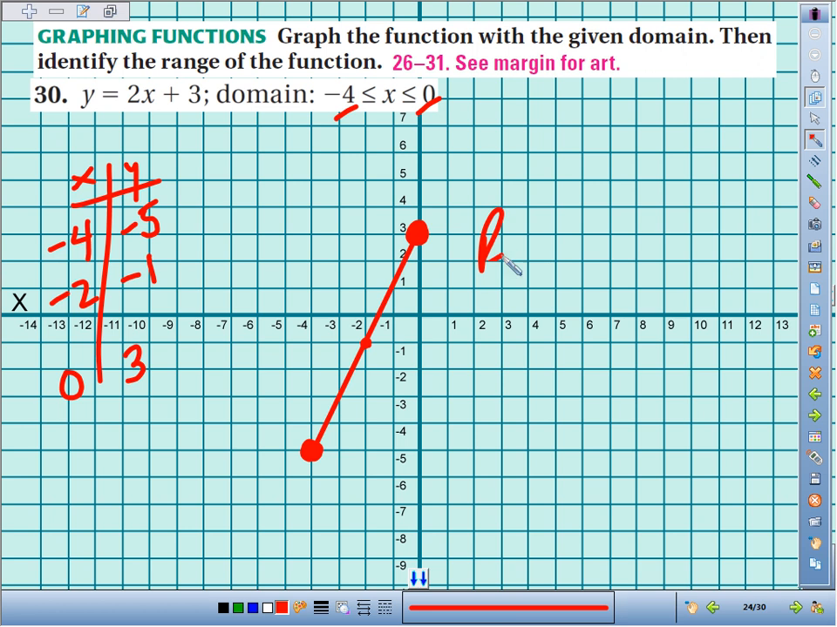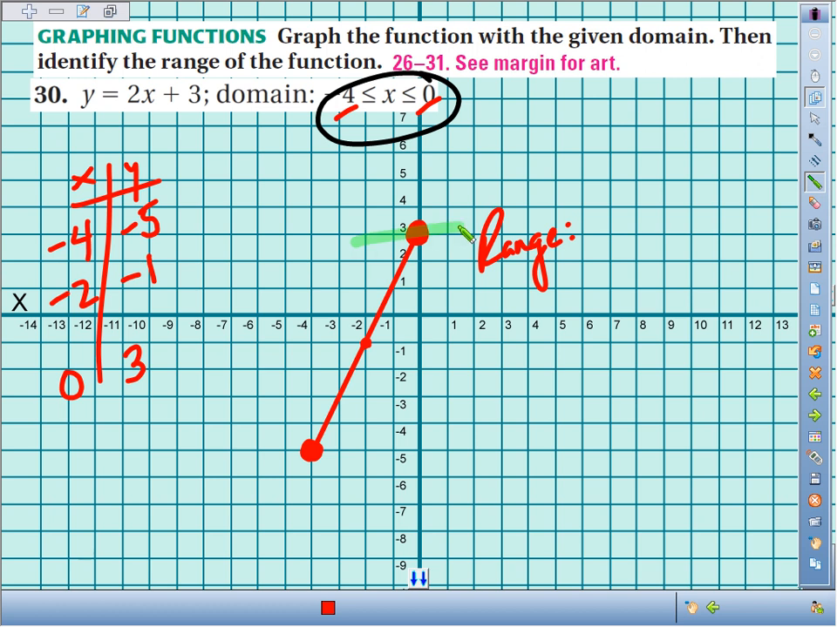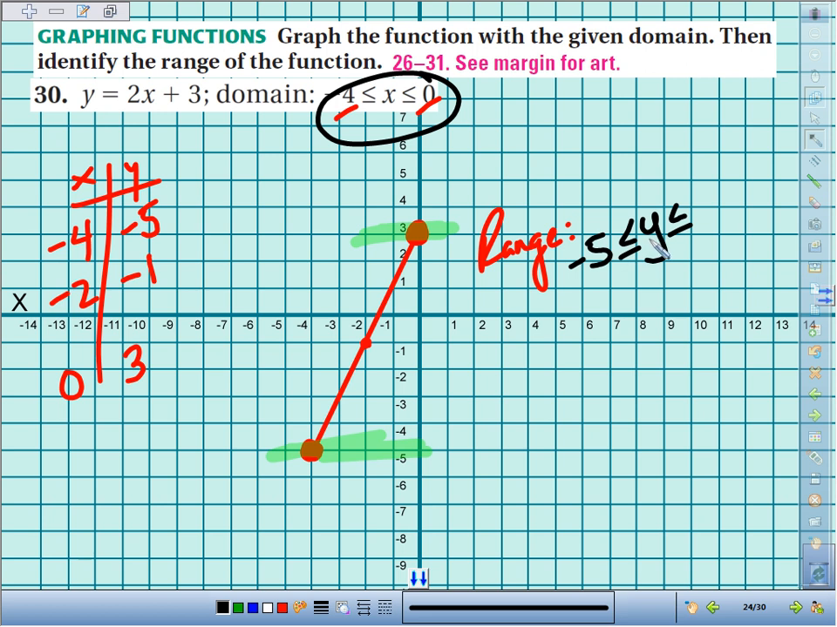As far as your range goes, that was the second part of this question. You're supposed to identify the range. And if you have a fancy domain like this, you're also going to have a fancy range. The range refers to the y values. So if we look at here, the top y value is 3. Here, the bottom y value is -5. We hit everything between -5 and 3. And we show that with a fancy range, kind of similar to this, except all the y values are sandwiched between -5 and 3. So we say -5 is less than or equal to all the y values, it's less than or equal to the biggest value, which is 3. So we basically hit all the y values between -5 and 3.